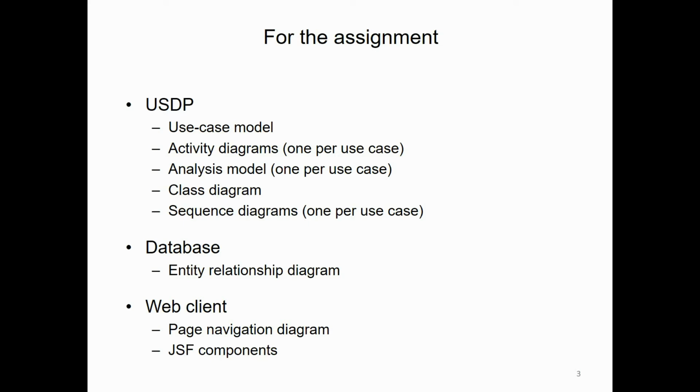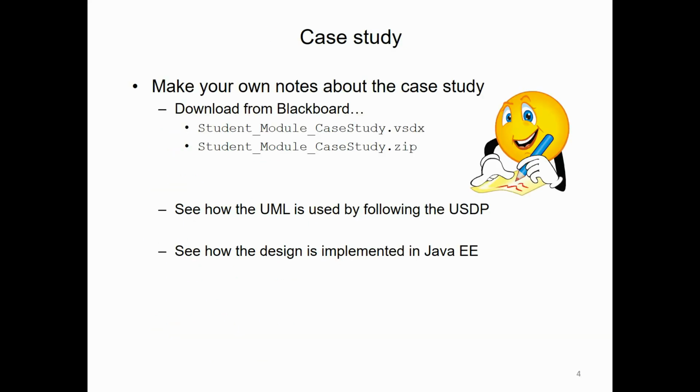We'll need to think as well about the entity relationship diagram, because that will feature strongly in a Java Enterprise Edition application, especially when we're making use of the Java Persistence API. And for the web client, we'll need to think a little bit about page navigation, the views that the user will see, and the way in which the user can get from one view to another. And that will also lead into some discussion about JSF components. Now that's for the assignment.